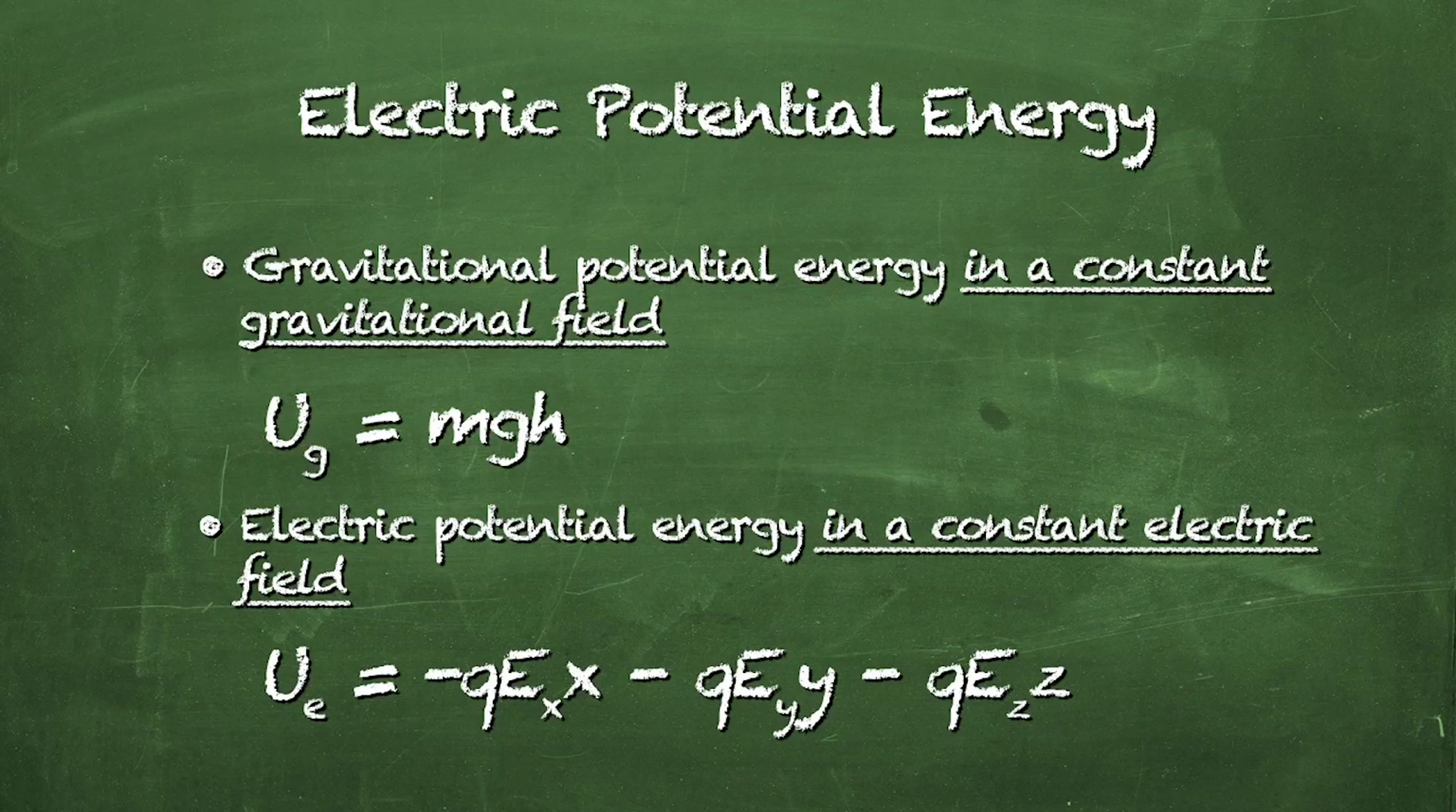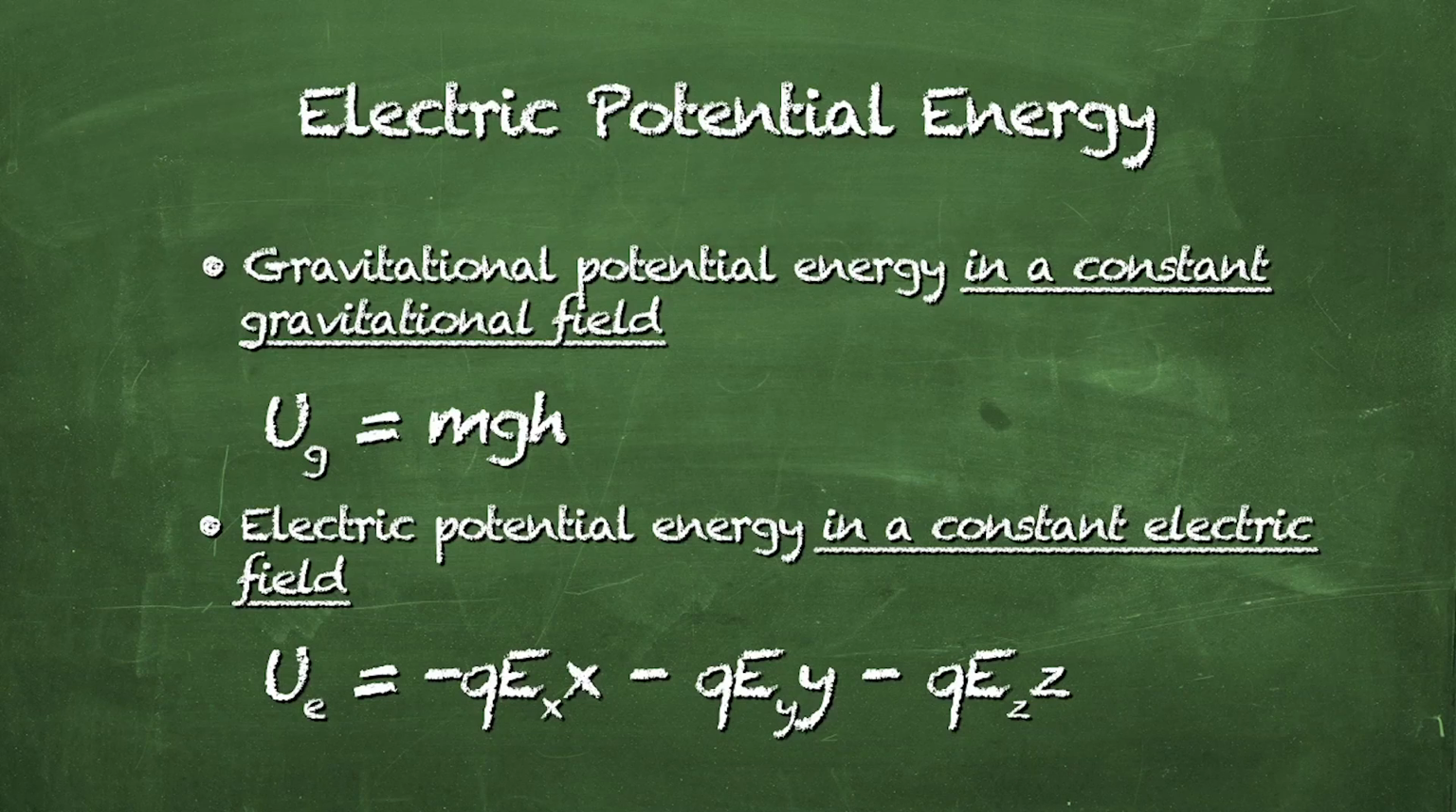So just remember that that's one difference between the expression for the gravitational potential energy and the expression for the electric potential energy. What are the differences? Once again, instead of mass, we have charge. Instead of gravitational field, G, we have electric field, E. And instead of height, we have X, Y, and Z. And also we have a negative sign.